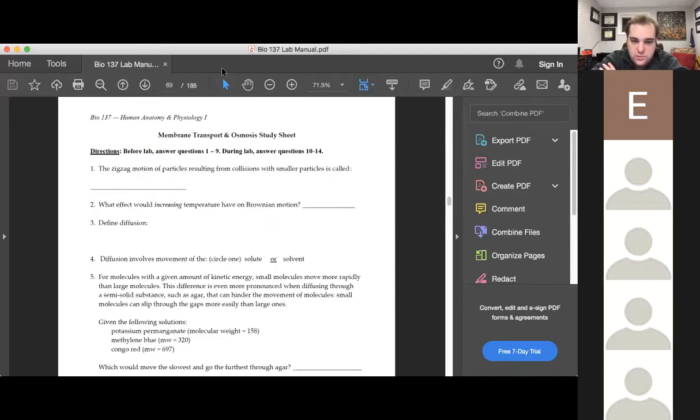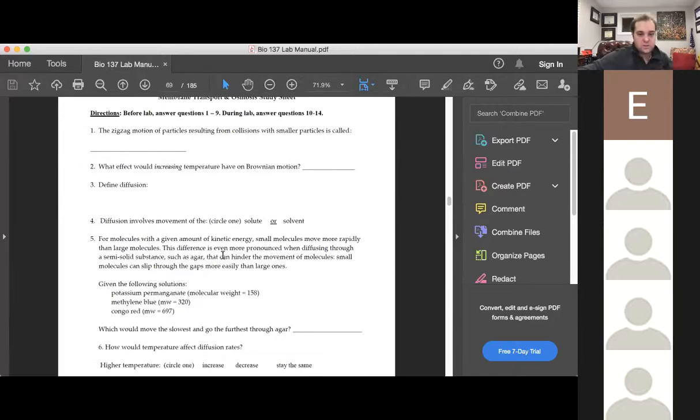Small molecules can slip through gaps more easily than large ones. So they're going to migrate faster because they're smaller and can move through this lattice of solid material a lot better than larger molecules. Given the following solutions, this goes back to what we talked about at the beginning of the first page. We have potassium permanganate, methylene blue, and Congo red. Potassium permanganate looks to be the smallest molecular weight, so it's going to move the fastest. Congo red is the largest, so it will move the slowest. And methylene blue is in the middle, just right, I guess.